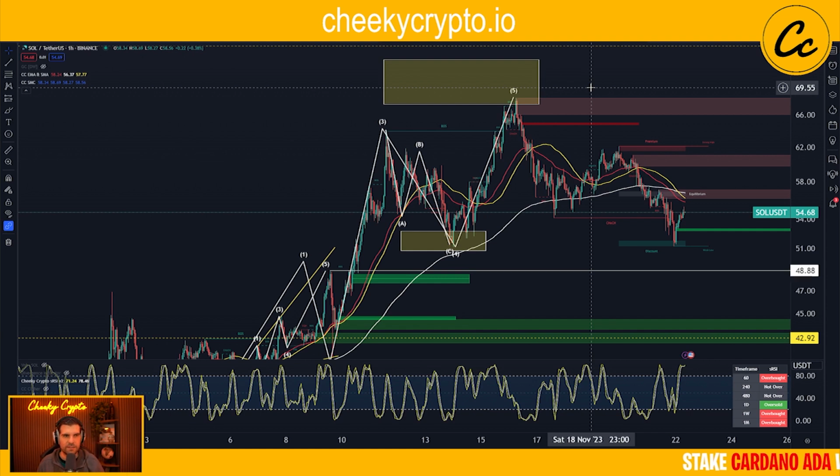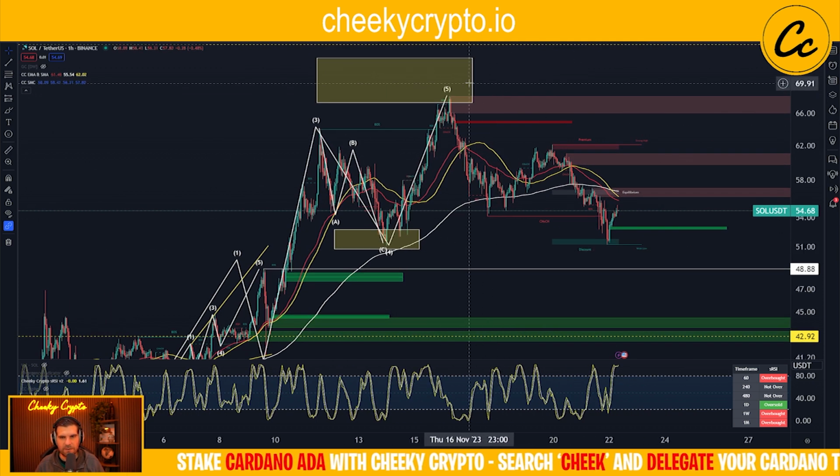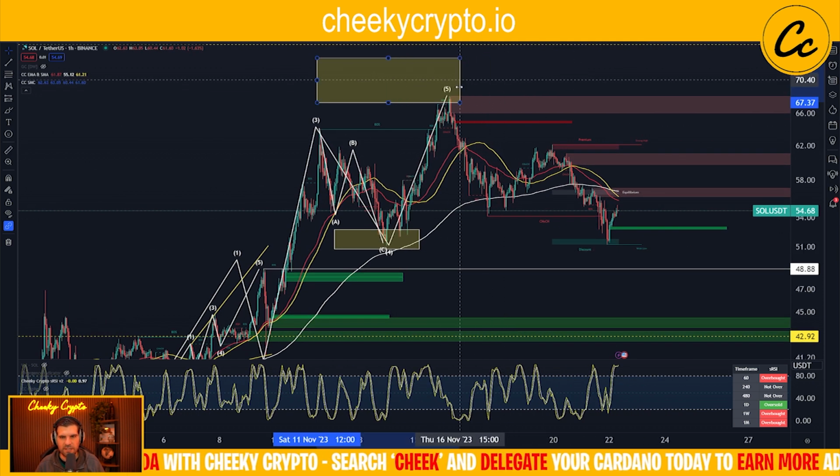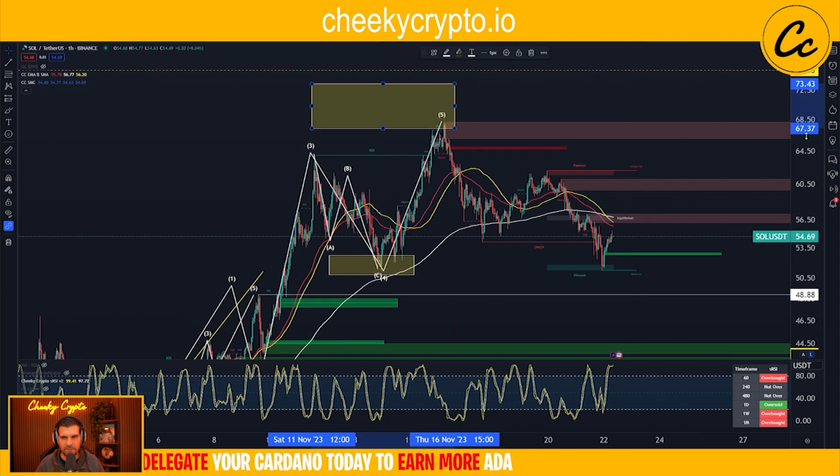Let's jump right down into today's video and we're going to kick things off with the 1 hour time frame here. So we have Solana paired up with USDT and we're using Binance as our data source. As you can see, we've kind of hit our expectations on this wave 5 high. This was basically between 67.37 and 73.43.